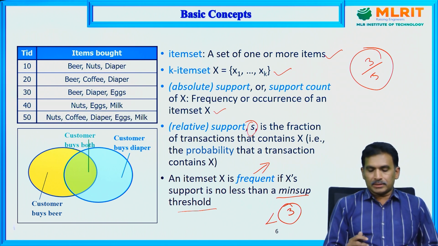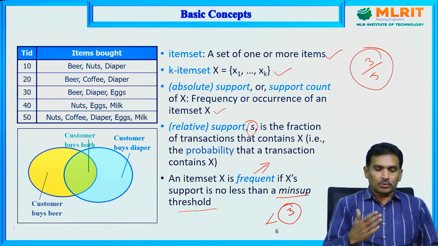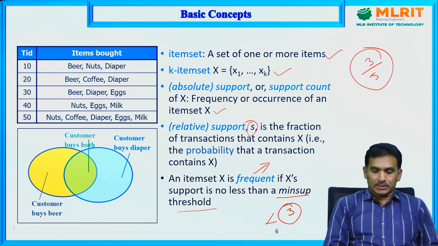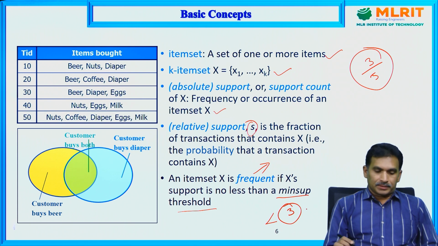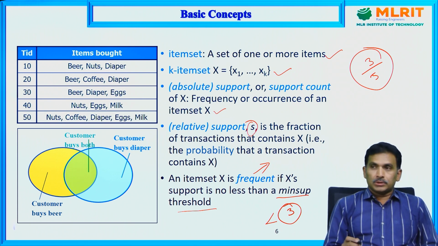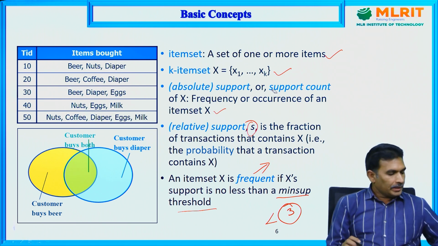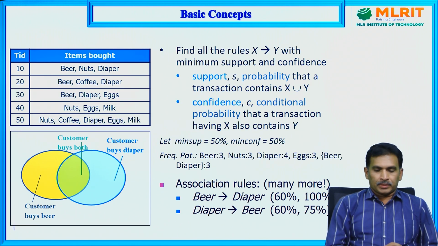The support threshold would vary from one task to another, and from one transactional database to another. It is set by the domain experts. There is no direct rule or formula to find this minimum specified threshold or support. So let us see a few other basic concepts, like finding all the rules.